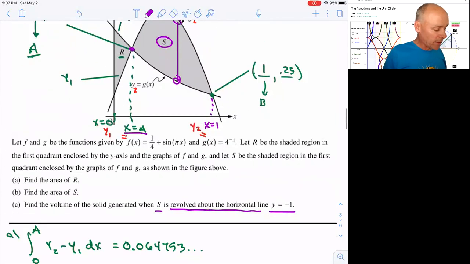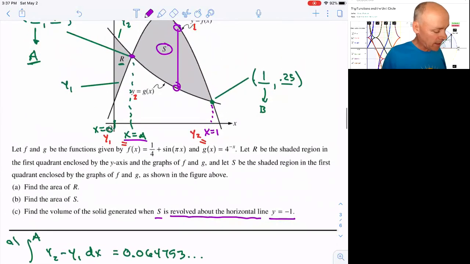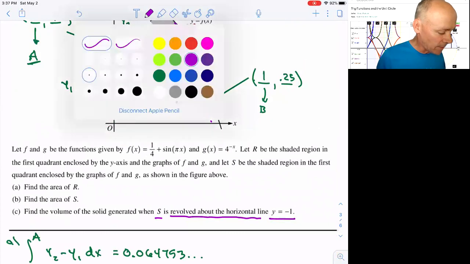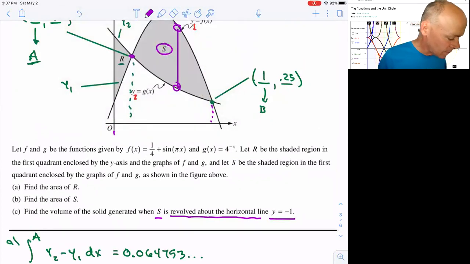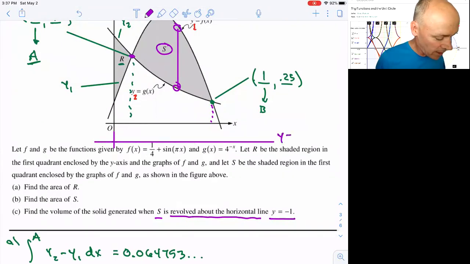What's happening is I'm revolving it around the horizontal line y equals -1. I'm going to draw some of this. I'm going to draw that line, just extending my axis down, and then here, drawing a line right here, and that's the horizontal line y equals -1. That's my axis of rotation. Draw a little arrow around that.